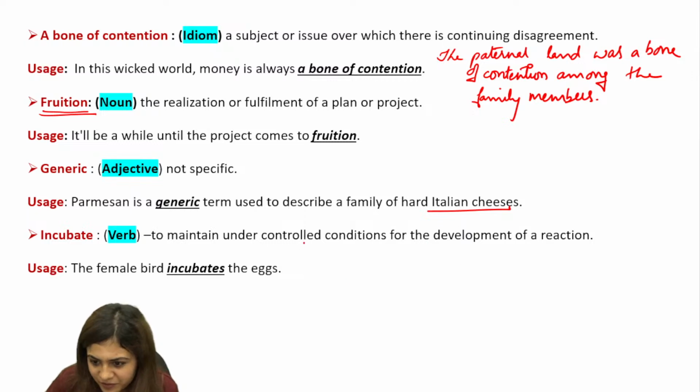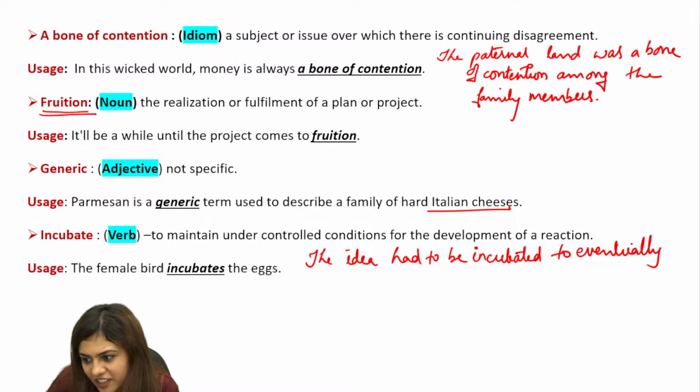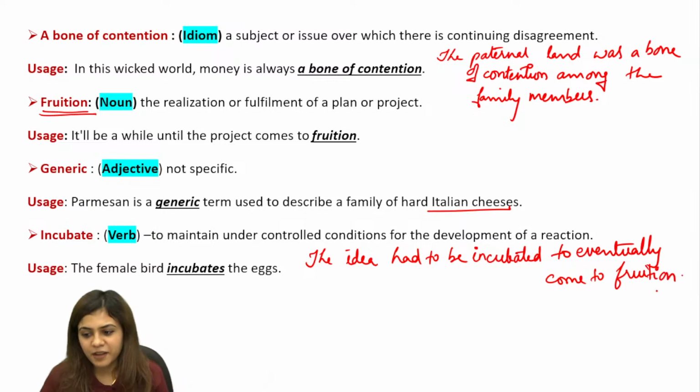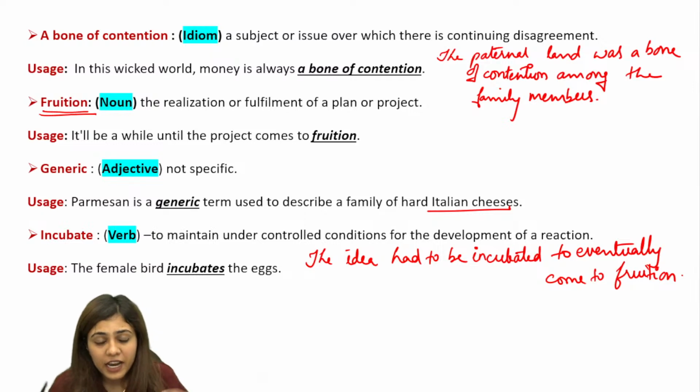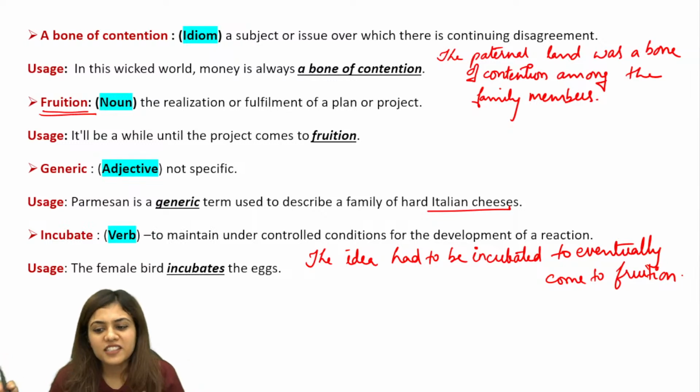So, another example. The idea had to be incubated to eventually come to fruition. See, I used both of the words here. I hope you have understood the example. The idea had to be incubated. That means it had to be kept under controlled conditions. People thought a lot about it. Basically, people spent time on it, and only then it finally became successful.